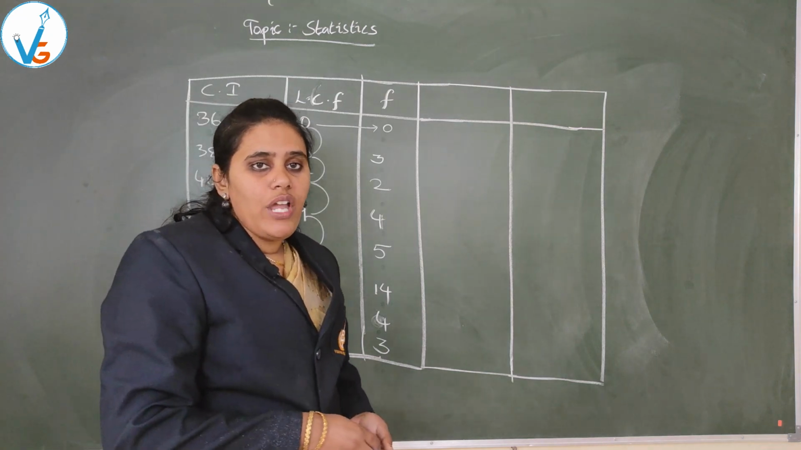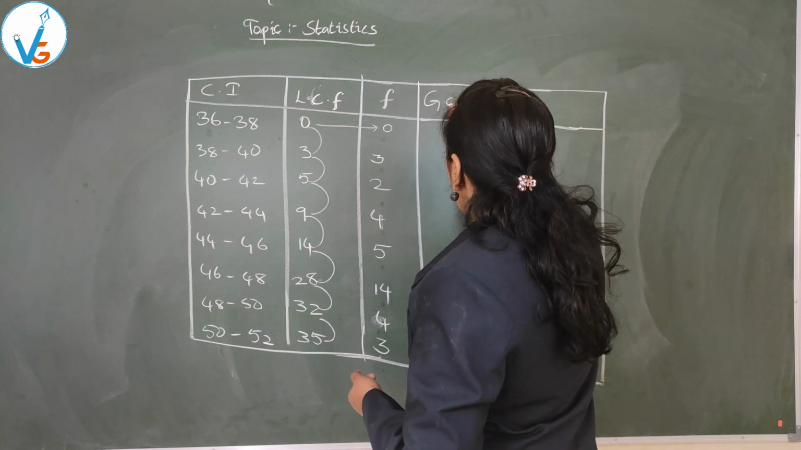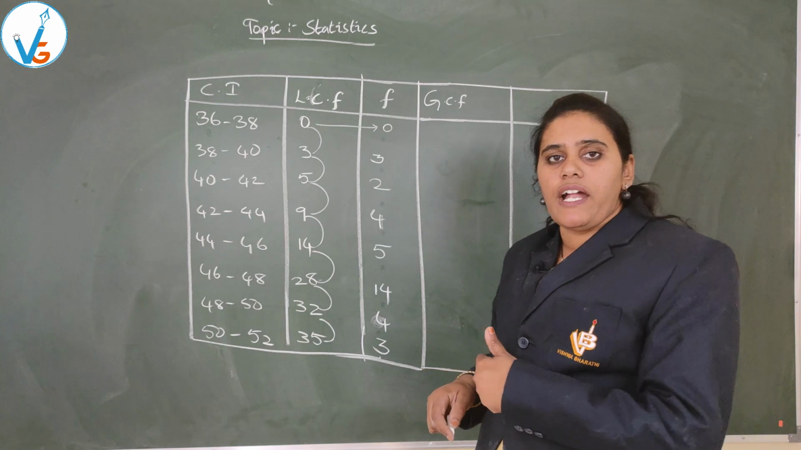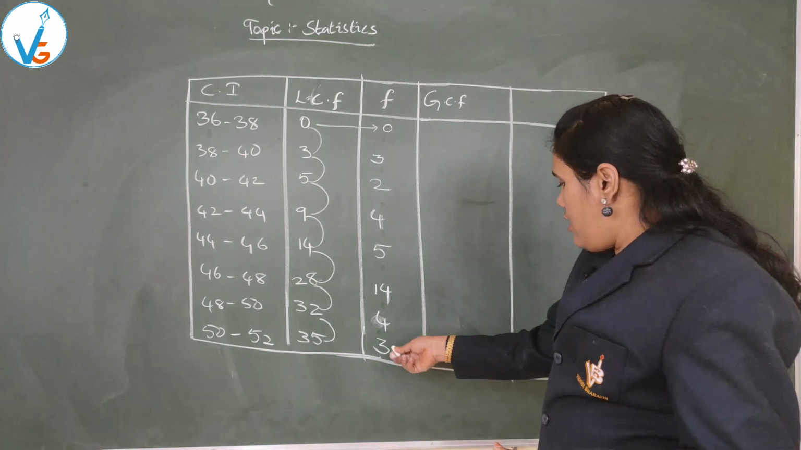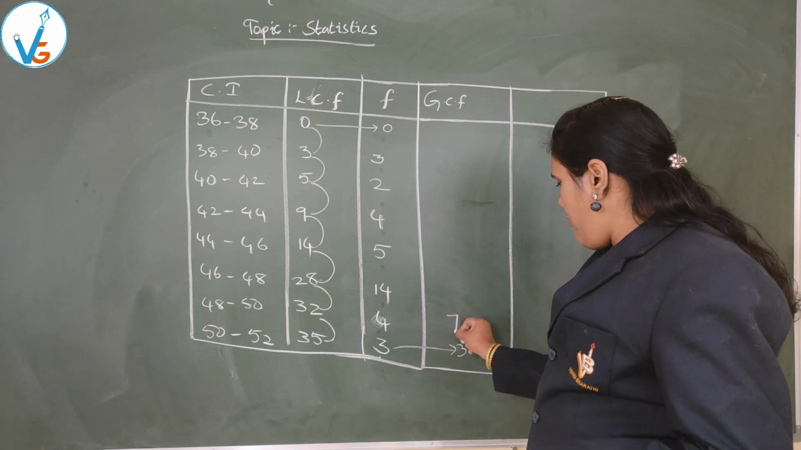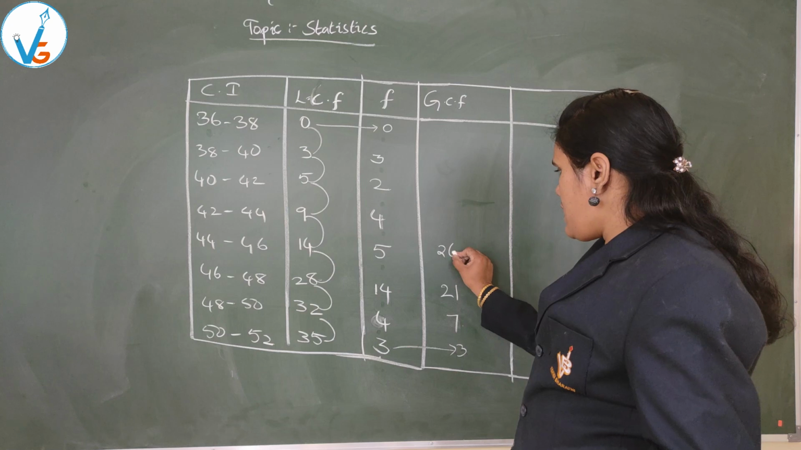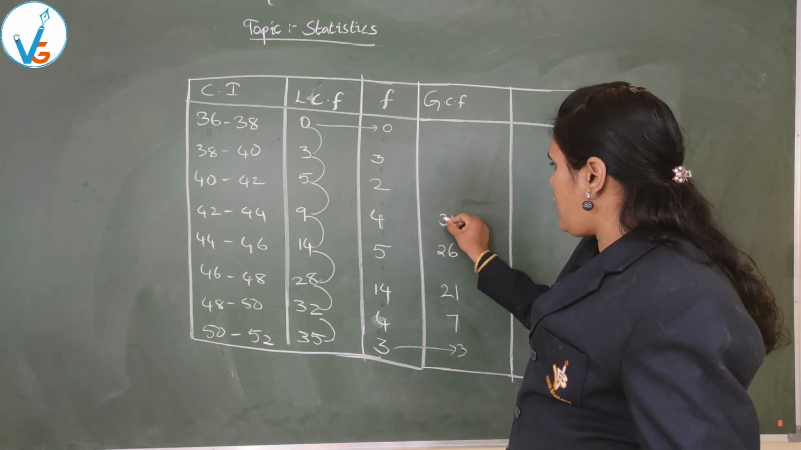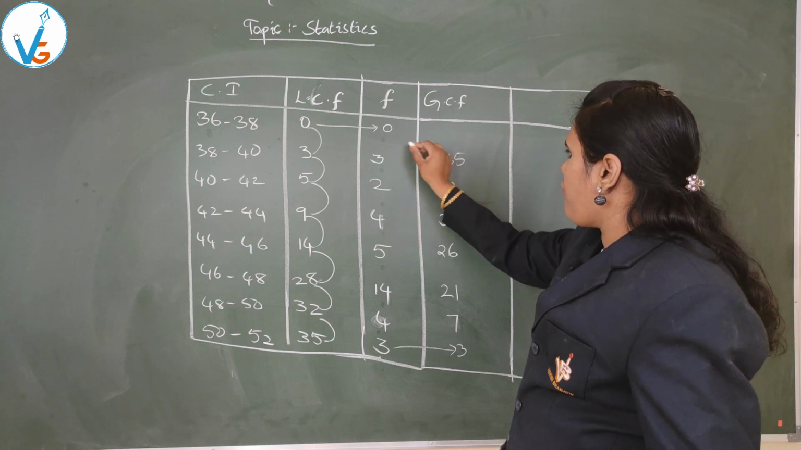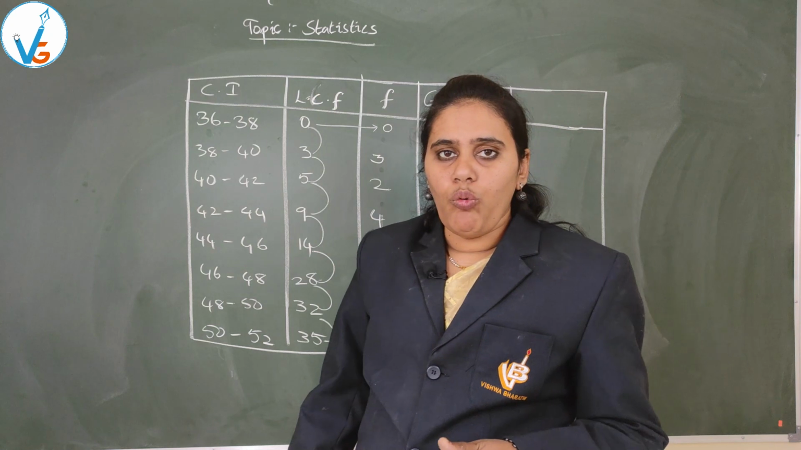Okay? Now we have to find out our GCF. So how can we find out our GCF? I have already told you that to find the GCF we have to add from the downside. So see here, 3 you will write as 3, 3 plus 4 is 7, 7 plus 14 is 21, 21 plus 5 is 26, 26 plus 4 is 30, 30 plus 2 is 32, 32 plus 3 is 35, 35 plus 0 is 35.